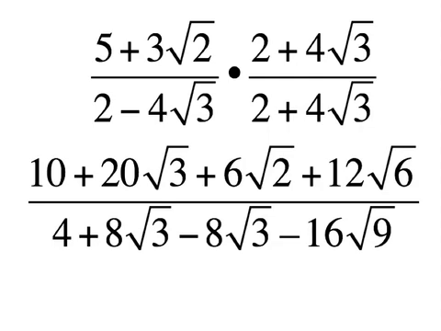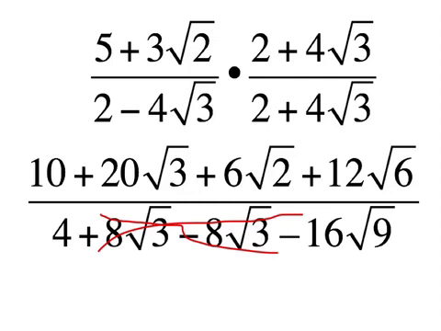The denominator starts with 2 times 2, which is 4, 2 times 4 root 3, which is 8 root 3, negative 4 root 3 times 2, which is negative 8 root 3, and finally, negative 4 root 3 times positive 4 root 3, which equals negative 16 root 9. And we notice that the 8 root 3 minus 8 root 3 makes 0.